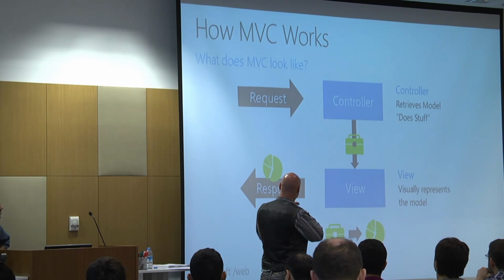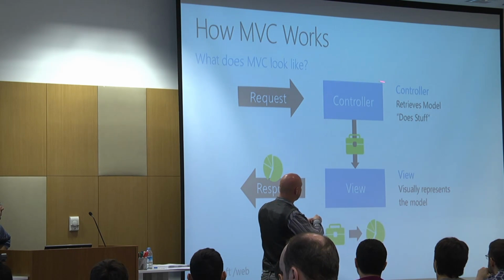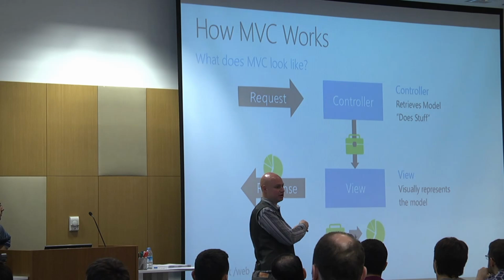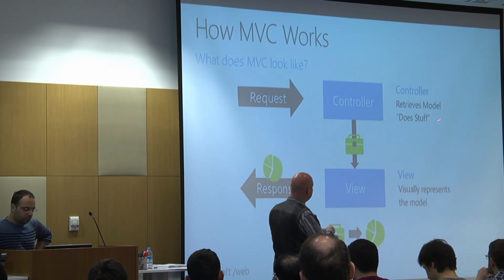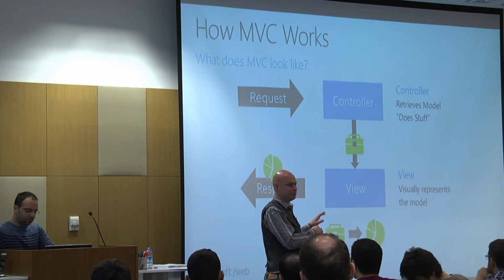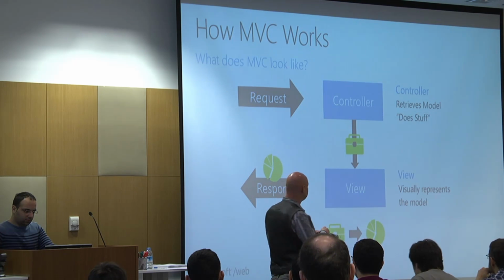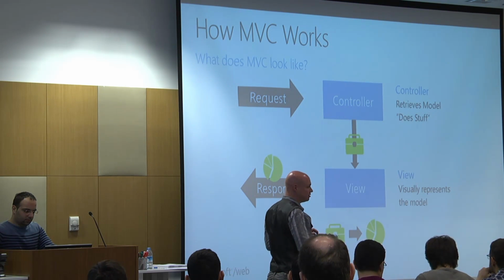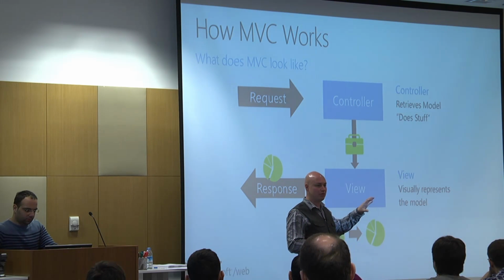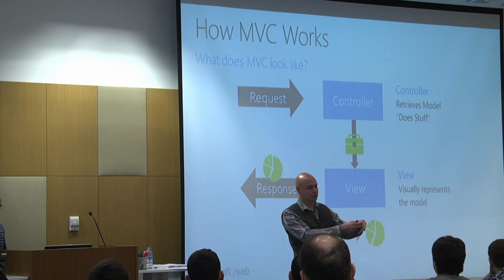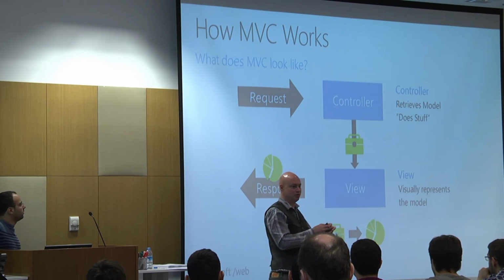So a URL comes in. It does not go to a file. It does not go to an ASPX file, right? So this instead calls an action method. This calls a method in a controller class. That controller class, or that action method, has one job. It needs to figure out what happens next and pass those results as a model to a view.